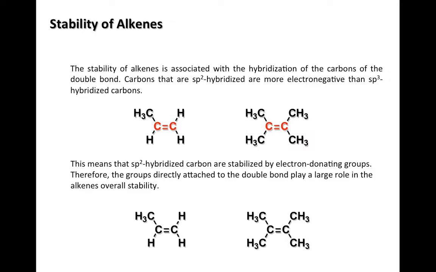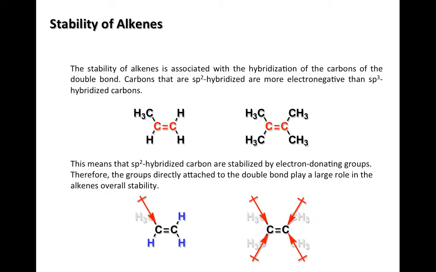So what we want to notice about these two structures is really how many carbon groups, whether it's a methyl group in this case or a carbon chain, are attached to the double bonds. In the bottom structures, the one on the left has one carbon group and the one on the right has four carbon groups. Now carbon is mildly electron donating, so the more carbon groups we have attached to the double bond, the more it's going to stabilize the double bond.